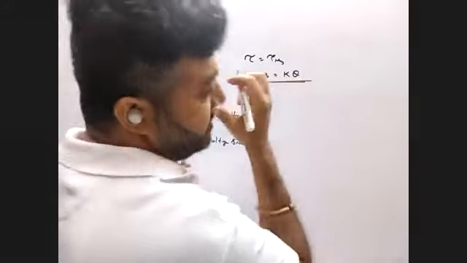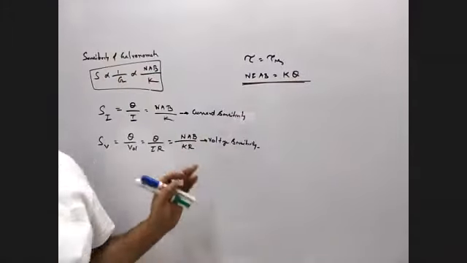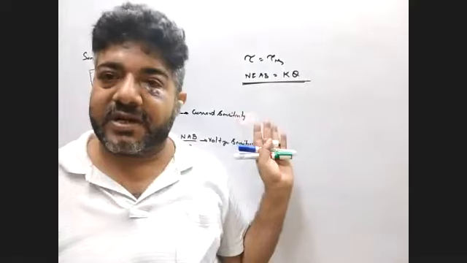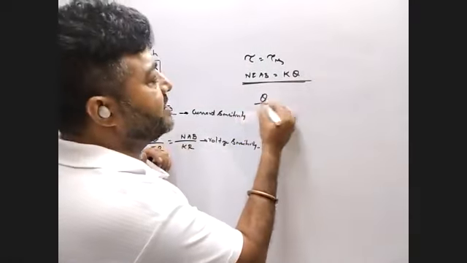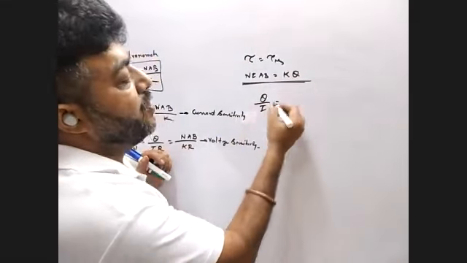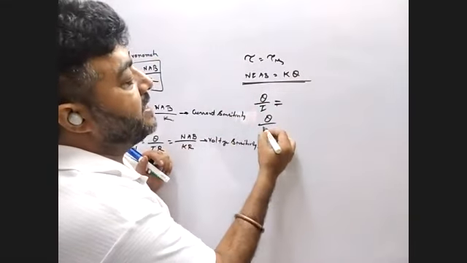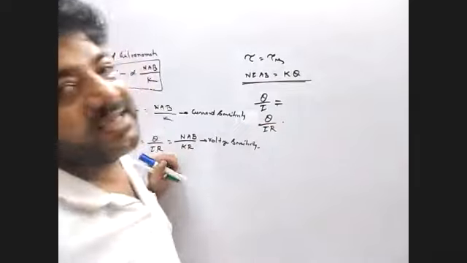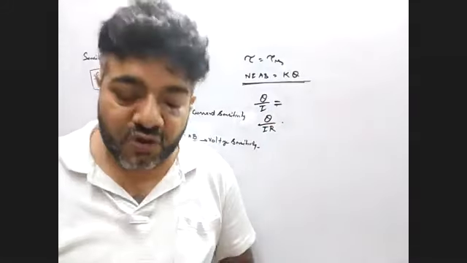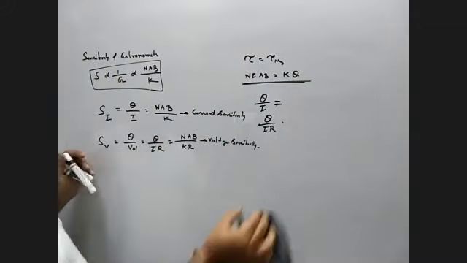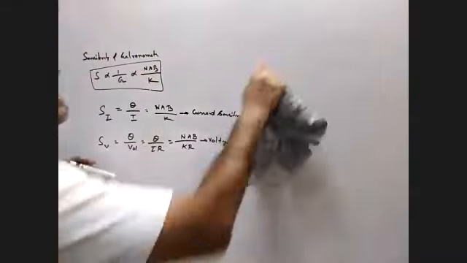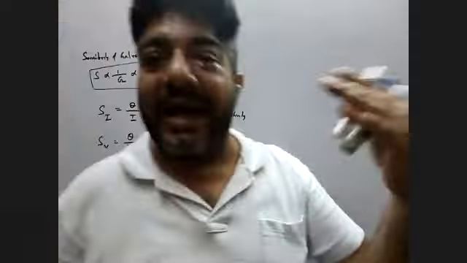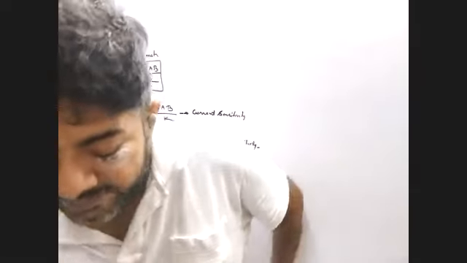If you just remember this one, you don't need to remember all these things. Current sensitivity is deflection per unit current, theta by I, which you automatically find out. Once you find theta by I, theta by I into R is your voltage sensitivity. So no need to remember all these formulas. You just remember torque, that is NIAB equals K theta, where theta is the angle and K is some constant. That is very simple.